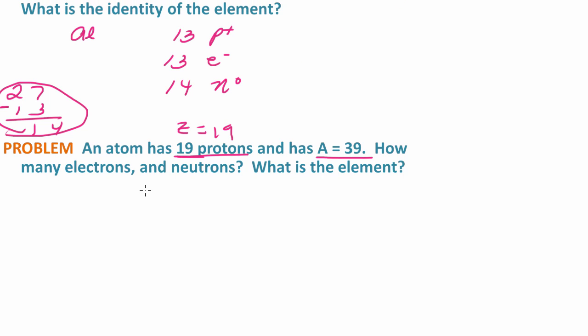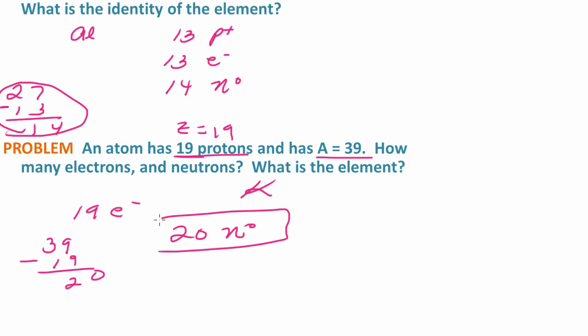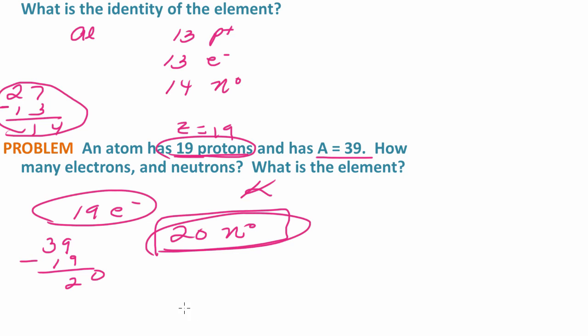So our element is potassium, and we already know it has 19 protons, therefore 19 electrons. And how many neutrons? That's going to be 39 minus 19, and that's going to be 20 neutrons. So we have 19 protons, 19 electrons, and 20 neutrons.